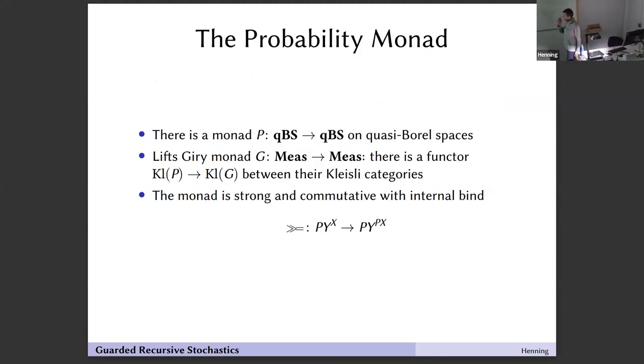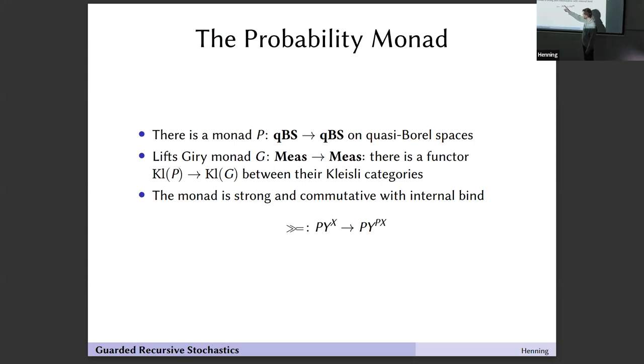And nicely enough, this category also has a monad P, which models probability measures. So given a quasi-Borel space, we can look at the quasi-Borel space of all probability measures on it, and this defines a monad. In fact, it's a strong monad and commutative and so forth. So strong, and that allows us to internalize the Kleisli composition, and then allows us to do effectful computations. That's really what we are after here.